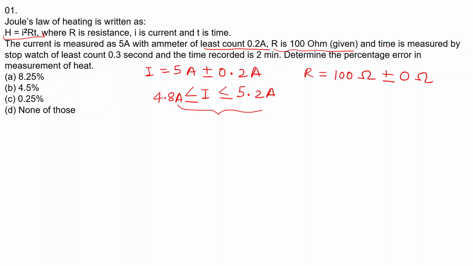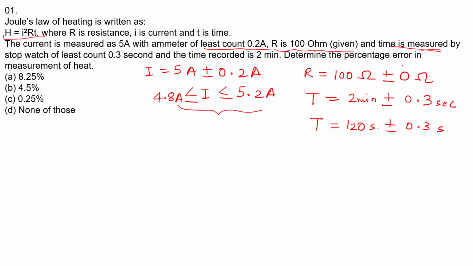Now the next thing we are measuring is time. Time has been measured by a stopwatch which has a least count of 0.3 second, and the time recorded is 2 minutes. We should have all these values in the same unit. 1 minute is 60 seconds, so 2 minutes is 120 seconds, plus minus the least count, which is 0.3 seconds. So this is the time that has been measured.